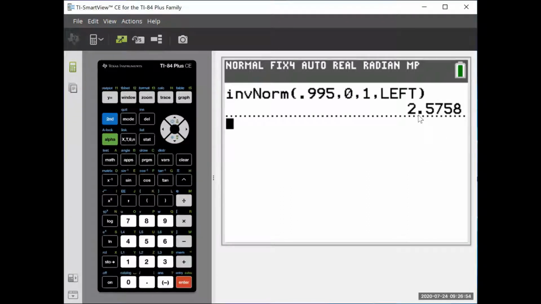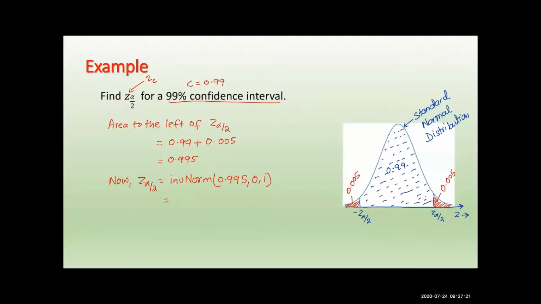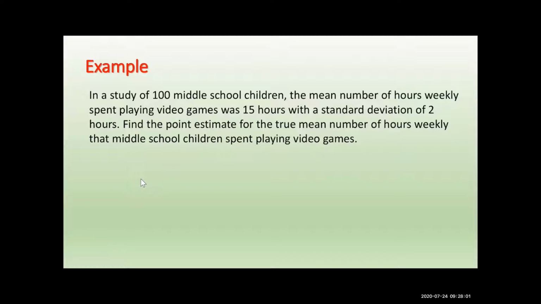You should get this value, 2.5758. So this is equal to 2.5758. You can also write this down. That is the value of this z alpha over 2. So the rest we have to do by ourselves, right?